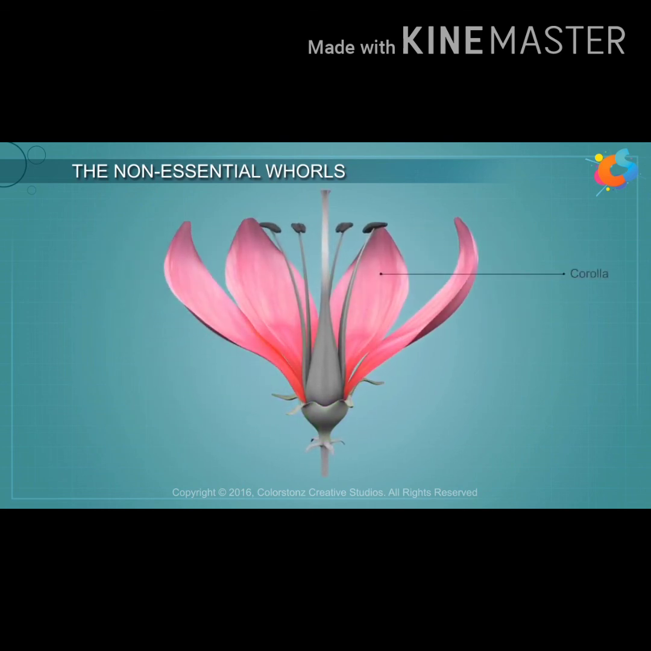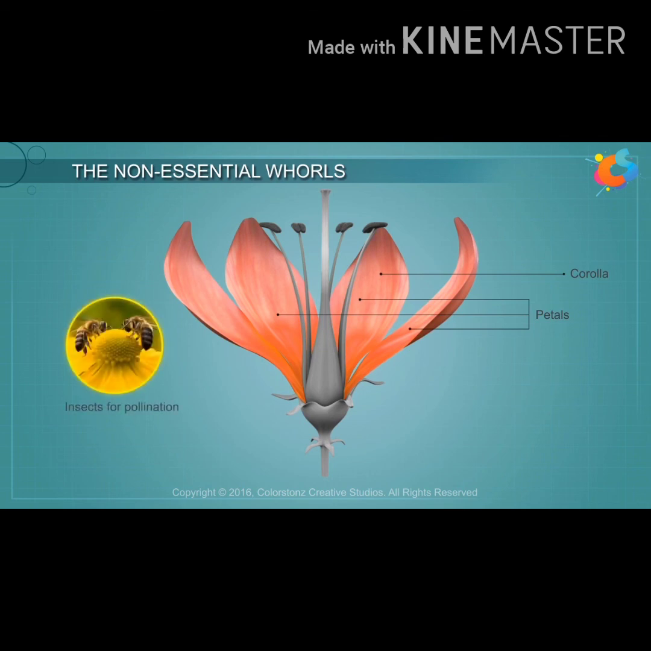Example, rose. Then comes corolla. Each member of the corolla is called a petal, which is different in color in order to attract insects for pollination. Corolla is also of two types: polypetalous and gamopetalous. What do you mean by polypetalous or gamopetalous corolla? In polypetalous, the word indicates the petals are free.